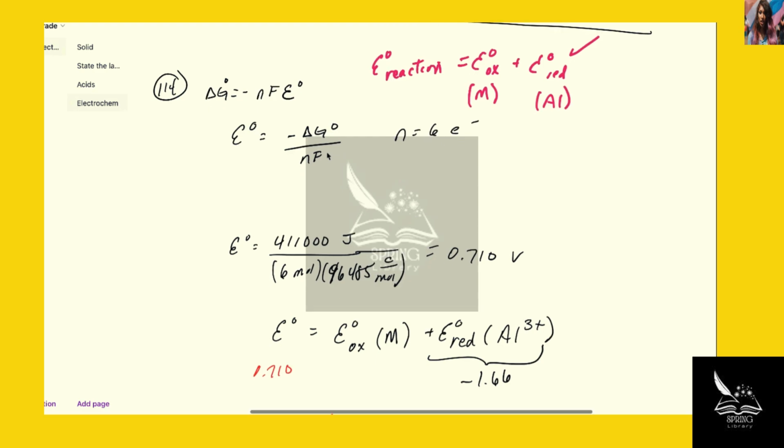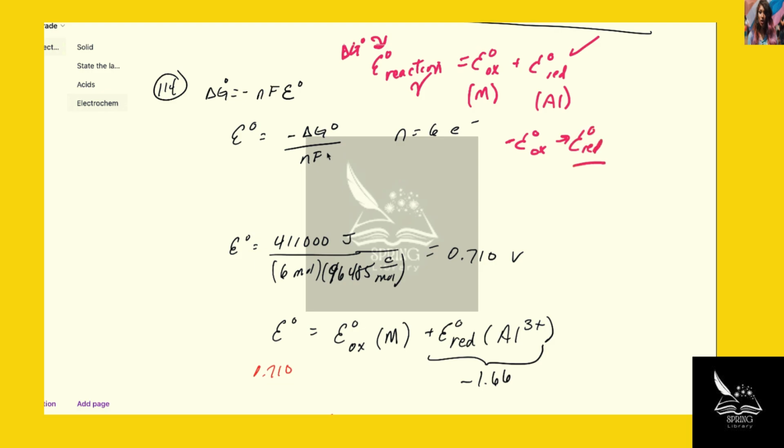Now, E0 reaction, we're given delta G, and so from delta G, we can get E0 reaction. So we're all set there. And that gives us enough information to find the standard oxidation potential for the metal. And then if we look in table 18.1, we would just take the negative E0 oxidation. That will give us E0 reduction, which is what's going to be in the table. So that will allow us to identify the metal.